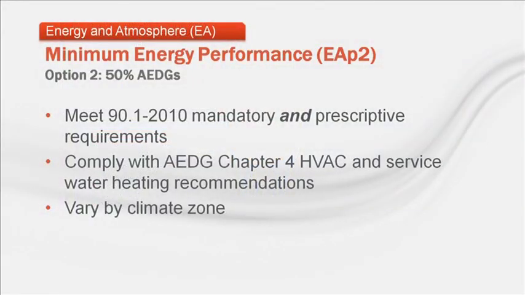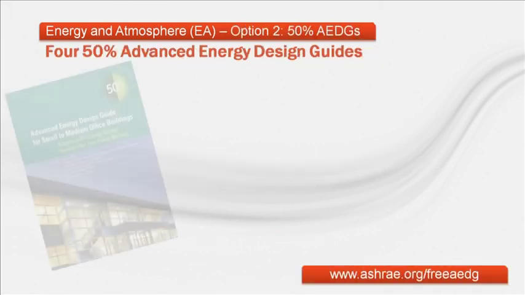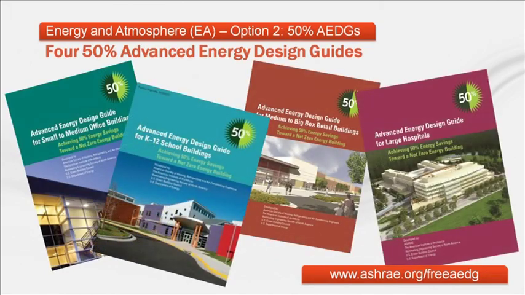First, both mandatory and prescriptive requirements of 90.1 2010 must be met. Then, to meet the prerequisite, the AEDG HVAC and service water heating recommendations must be met. We'll look at an example in a minute. From a background standpoint, to date, ASHRAE has published 4 50% AEDGs: offices, K-12 schools, medium and big box retail, and large hospitals. All are available for free download from the site shown on the screen.